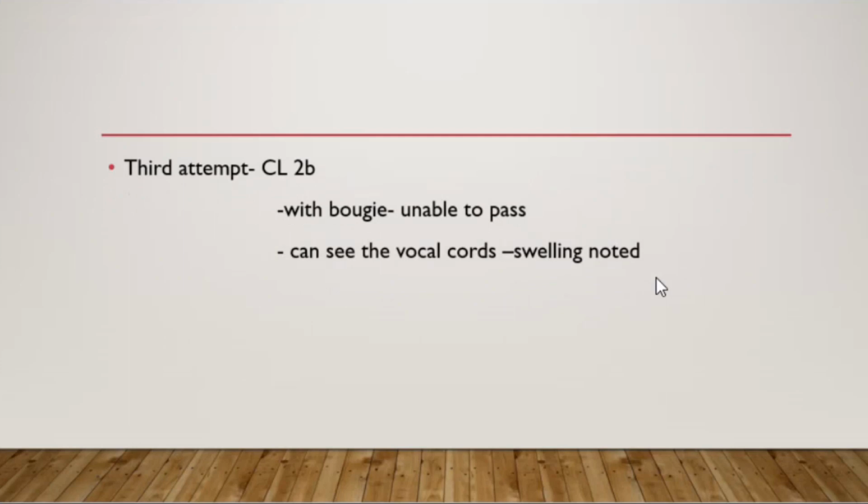So we made a third attempt. Then we were able to see the vocal cords. It was a Cormack-Lehane grade 2B, where you can see the posterior parts of the vocal cords, but it was swollen. There was a slit-like opening, and we were unable to pass the bougie also. So what to do next? We could see, but we cannot pass the bougie. What is the next best option to proceed with the airway management? Anybody want to answer? Just answer anything.